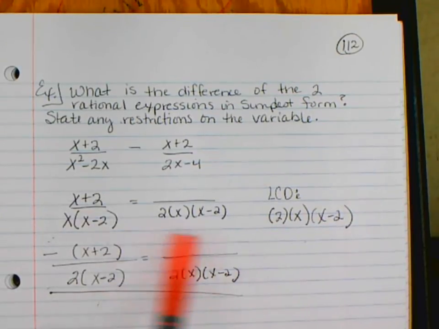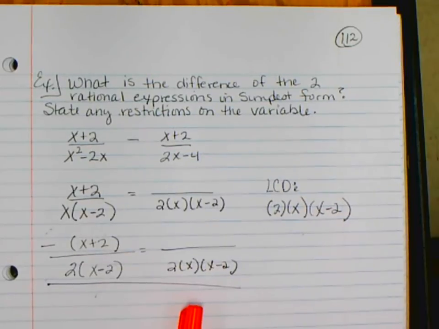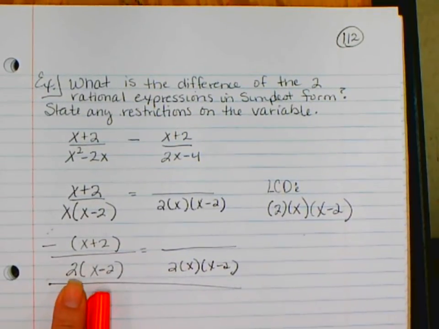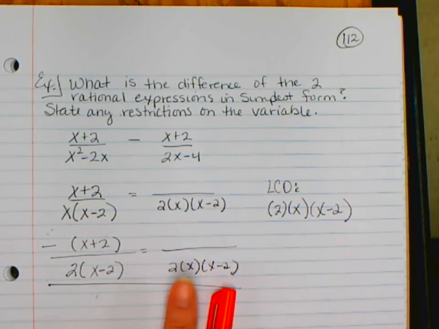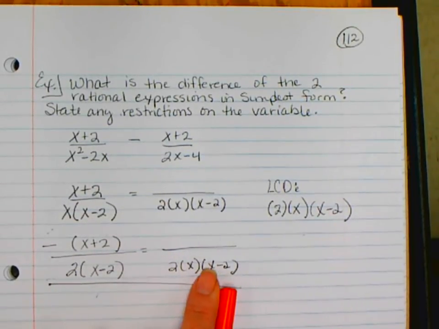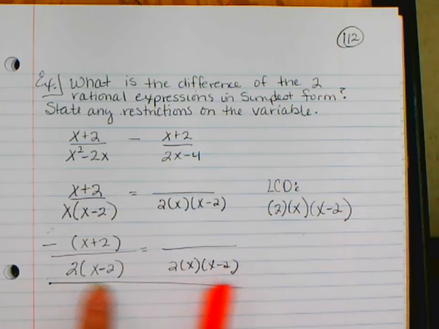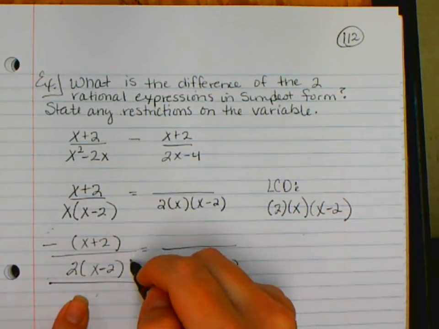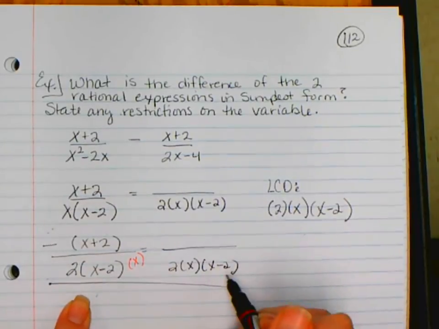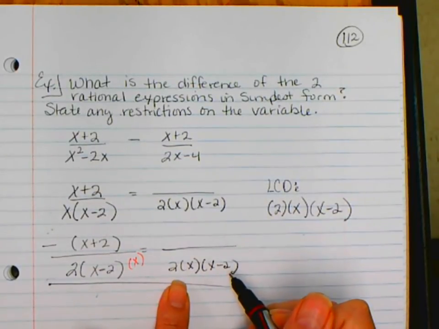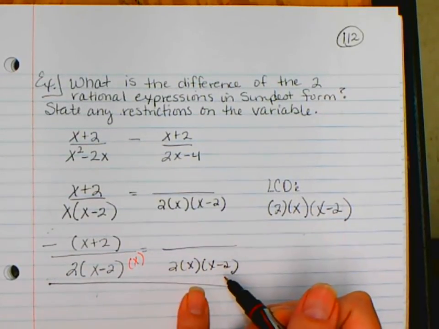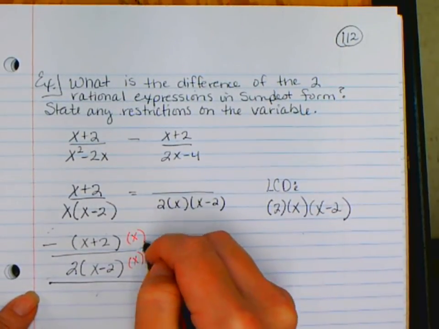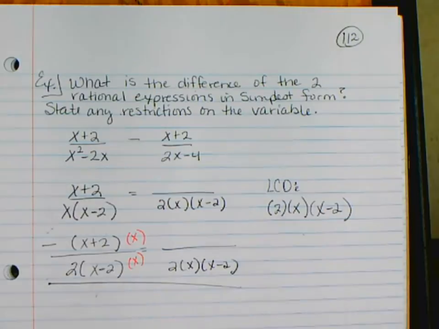Alright, so if I'm looking at my bottom fraction, my original fraction had a factor of 2 and x minus 2. My new fraction has a 2, an x, and an x minus 2. What am I missing? An x. So that's what I would have to multiply my original denominator by to get my new denominator, right? So if I multiply the denominator by x, to make this an equivalent fraction, I have to multiply my numerator by x.